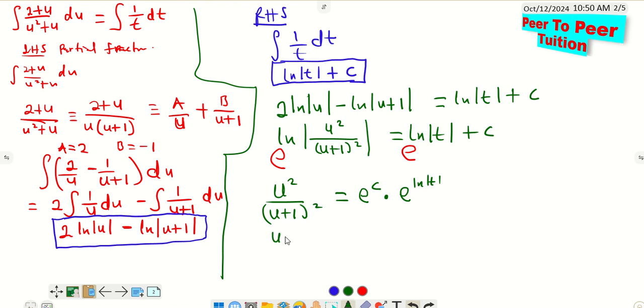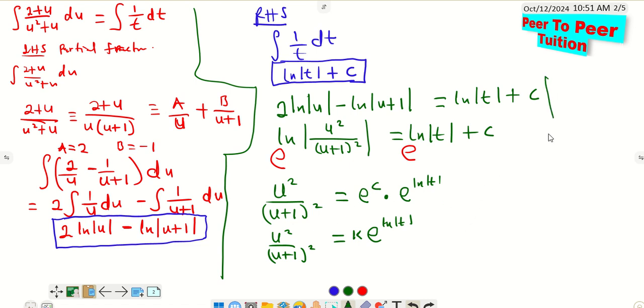Then we have u squared over u plus 1, all squared, should be equal to, this whole thing can be written as some constant. We can still use c or k. Let me use k. You can use c or whatever constant, multiplied by ln t. So that is how far we have gotten to.